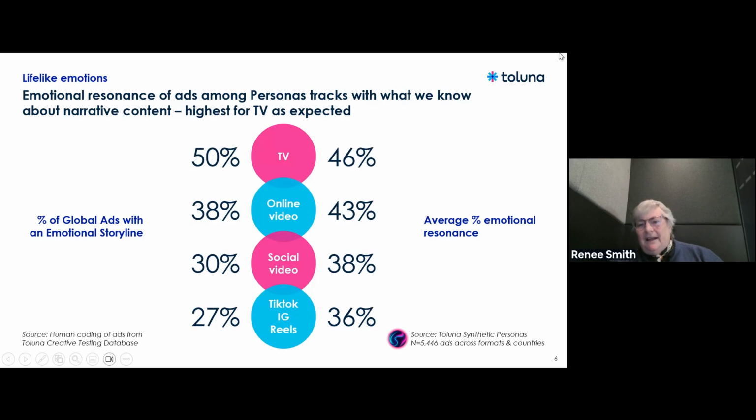What you see on the right-hand side, and you see the symbol down there for the synthetic personas, is that when the synthetic personas were asked whether this ad was resonating emotionally, there was a similar pattern. Basically, TV ads, they recognize as having the highest emotional narrative content. TikTok, Instagram Reels, they recognize as having the least. So just another angle on, can they handle emotions?